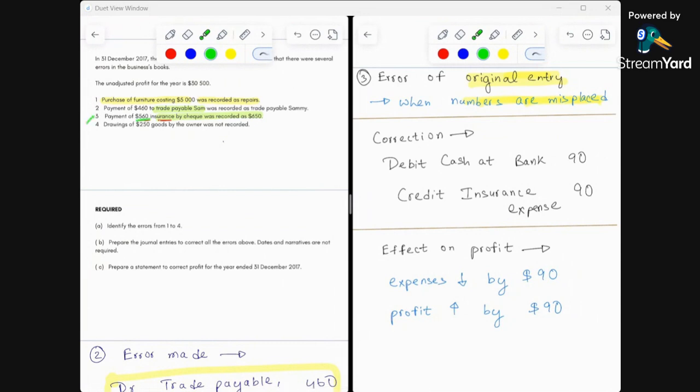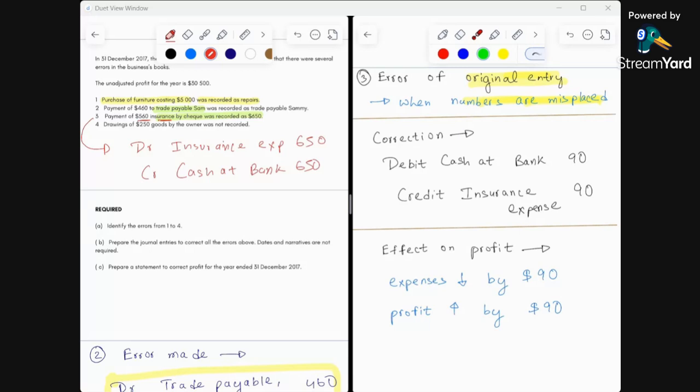Payment of $560 to insurance by check was recorded as $650. All right. So let's look into the original error that was made. So we ended up debiting the insurance account, which is an expense account, and when expenses increase, we debit them. So we ended up debiting the insurance expense account by $650 and crediting the cash at bank account by $650. Okay. But the original balance was 560, and as you can see, some misplacement with numbers is involved in this case, where 560 has been wrongly recorded as 650.